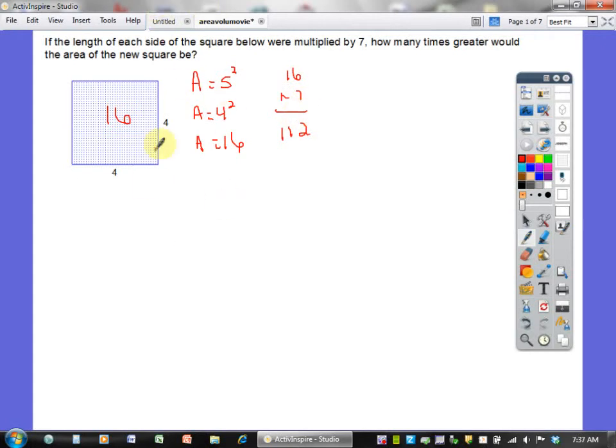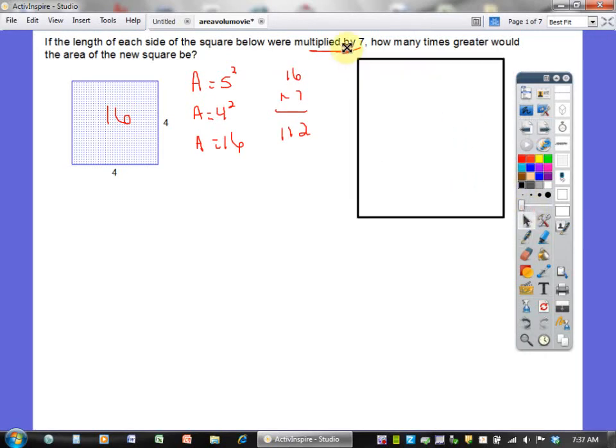But we have to think about what is actually being multiplied by 7. So let's look at a new square and think about this. If we were to expand this square, now notice this is not going to be to scale, but what is actually going to be 7 times larger? If we think about it, this side length is going to be 7 times larger, and this side length is going to be 7 times larger.